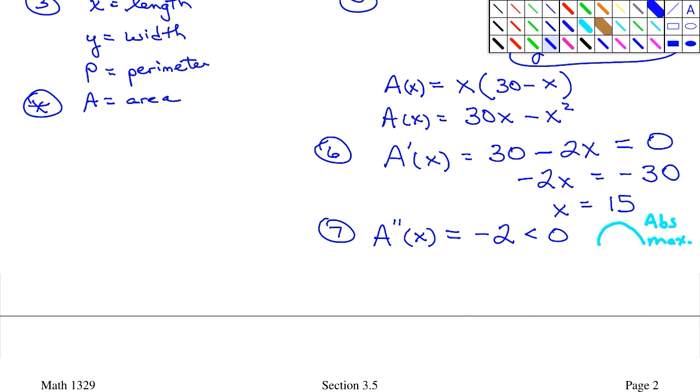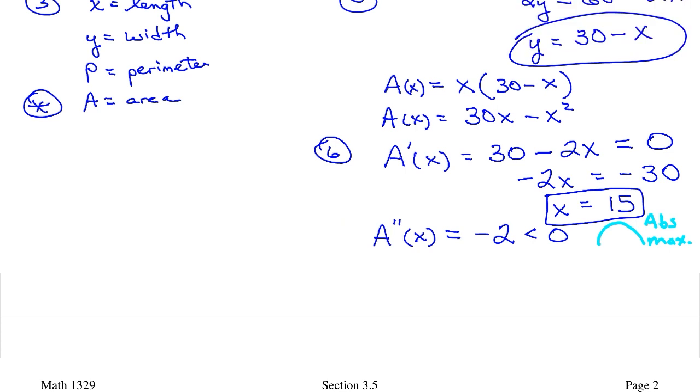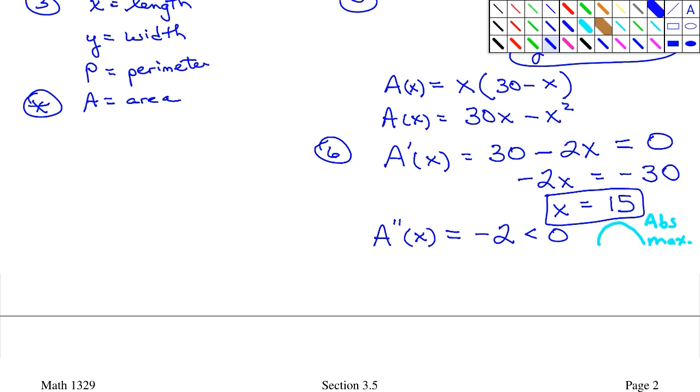Now the question was, what is the maximum area? So we know that x is equal to 15 produces the maximum area, but what actually is the maximum area? So actually this is now number 7. Let's erase this. That was still part of 6. So here's number 7 now.